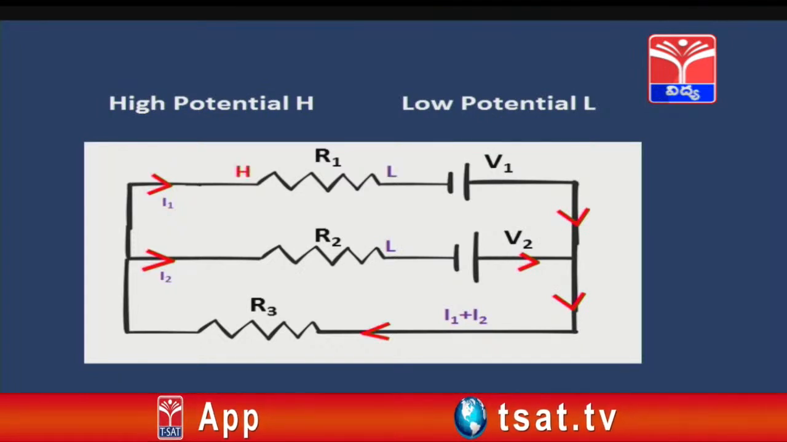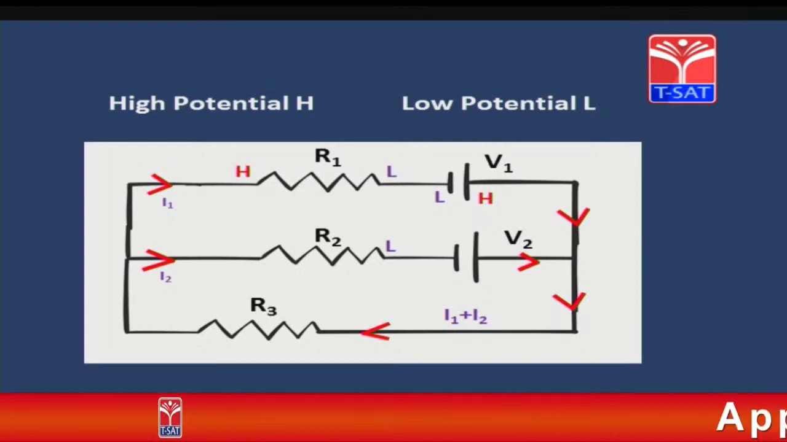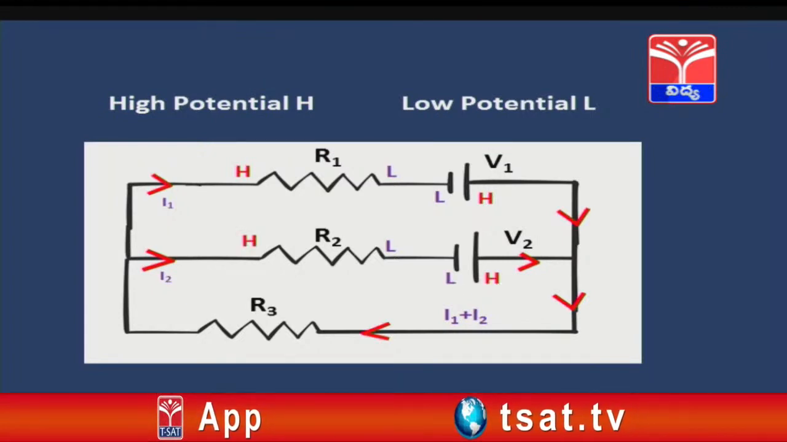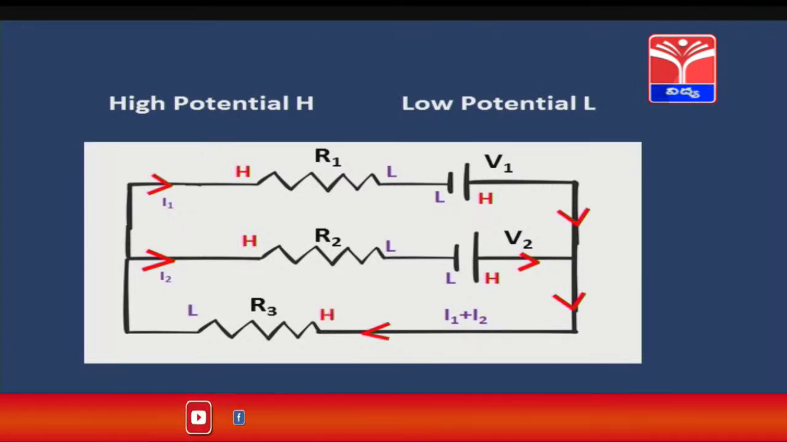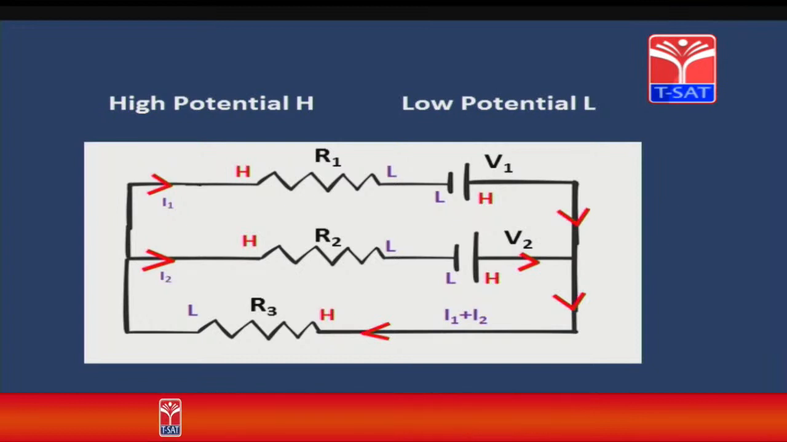Now, for the potential at R1, we see that high potential H is marked at R1 and low potential L is marked at R1. Similarly, mark low potential and high potential at V1, high potential and low potential at R2, low potential and high potential at V2. Similarly, high potential and low potential at R3. So, after marking high potential and low potential points across various components, now let us write the equations.